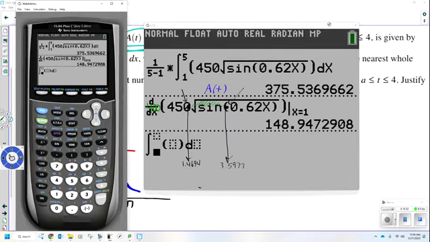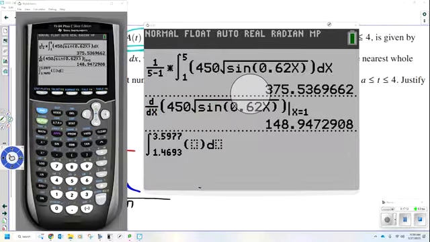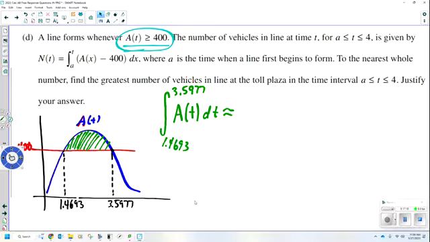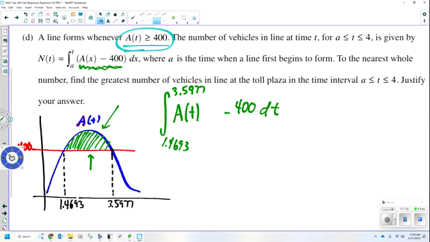And we're going to go from 1.4693 to 3.5977 of, once again, I'm typing this in. I can't just type in A of t. What I wrote here, we've got to be careful. It's A of t minus 400. It is the upper function minus the lower function. So I need to write minus 400, then put my dt here, like that.